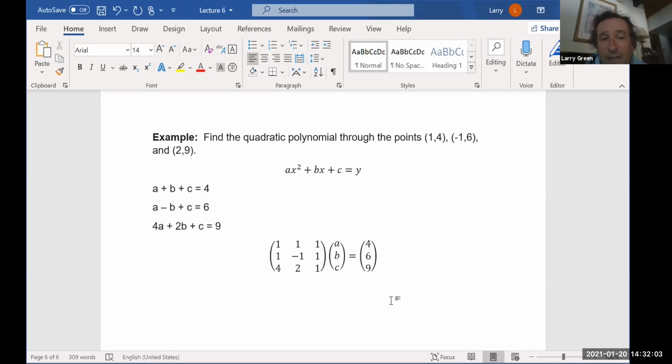How do I solve A times x equals b? We need to find the inverse of our 3 by 3 matrix. Exactly. I need to find the inverse of the 3 by 3 matrix: 1, 1, 1, 1, negative 1, 1, 4, 2, 1. Let me write this down. And let's do that the easier way. What's the easiest way?